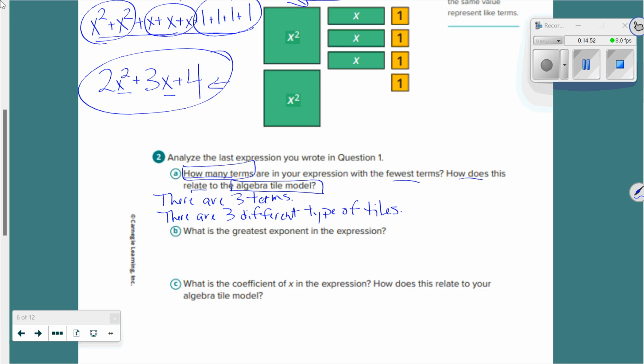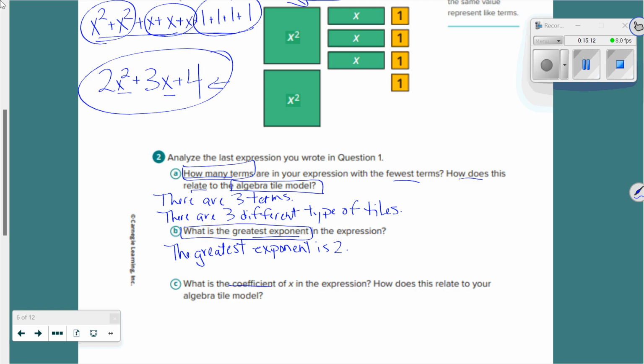Okay, what is the greatest exponent in the expression? 2. Good. If you said squared, I would take that. But really, because they want the greatest exponent specifically, I would have said it just like you did, as 2. The greatest exponent is 2.